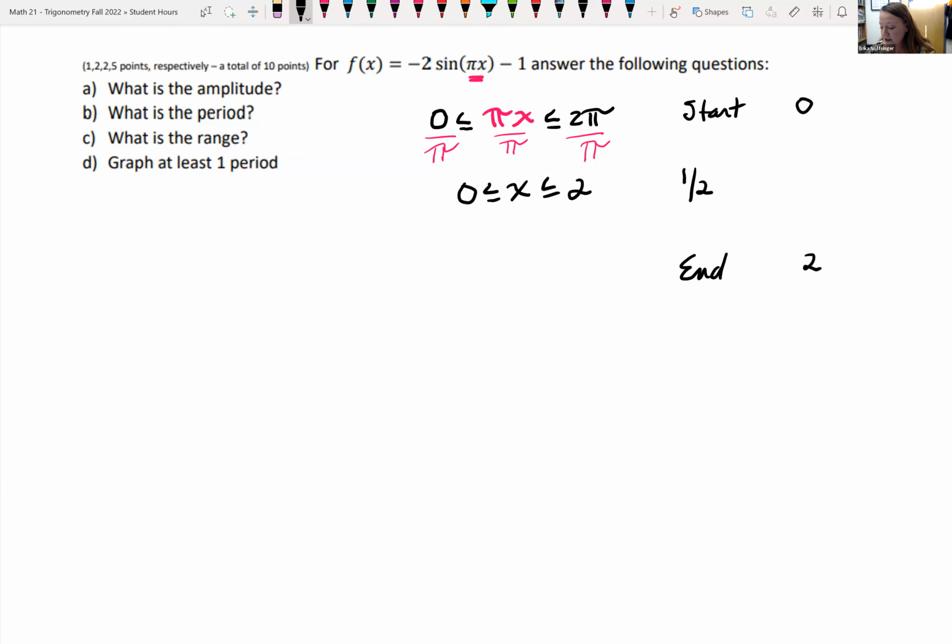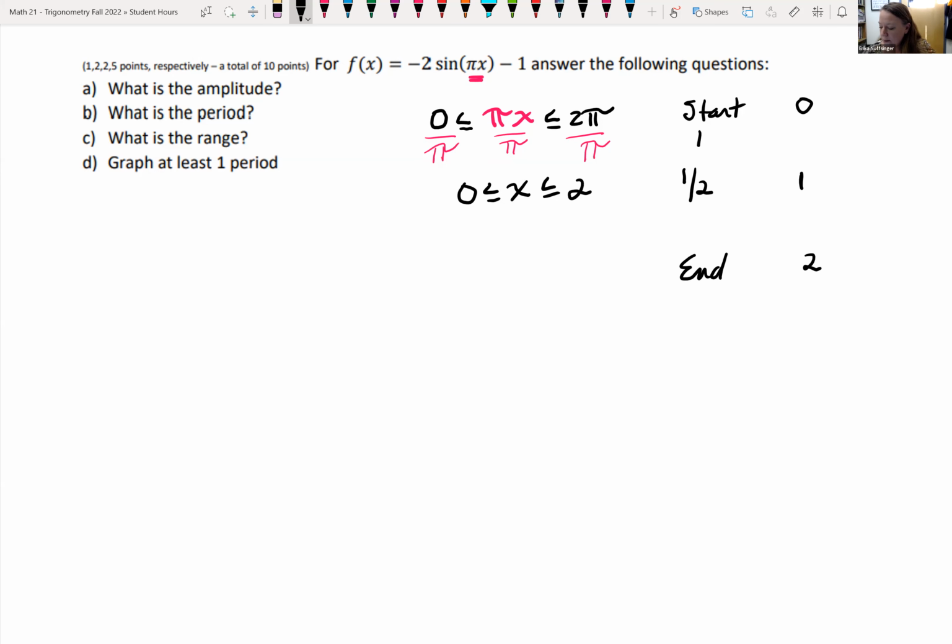The halfway value between 0 and 2, you would sum together and divide by 2, or multiply by a half. So 0 plus 2 is 2, times a half is 1. So that's the halfway mark, and that's kind of easy to see. Halfway between 0 and 2 is 1, but it's not always so easy to see. So that's how you would do it.